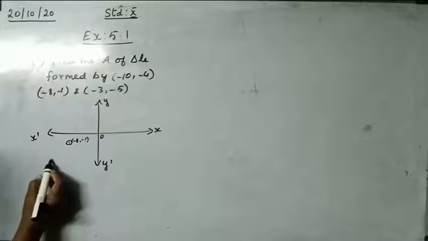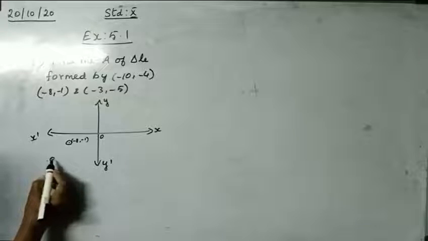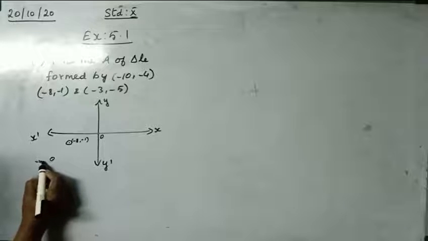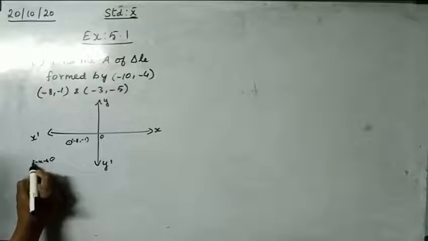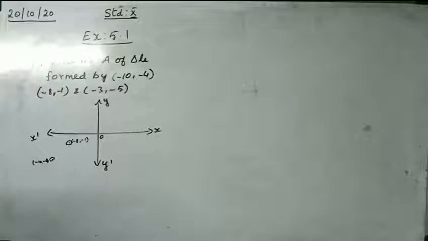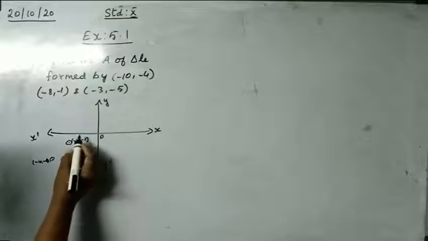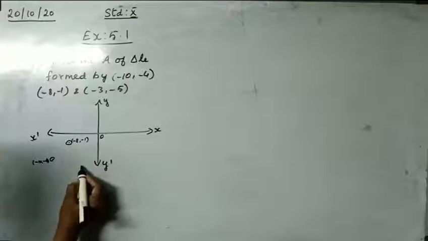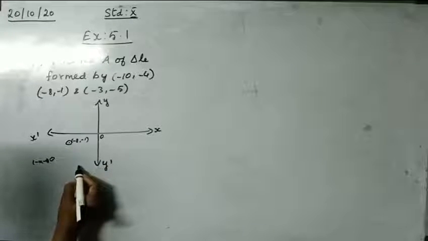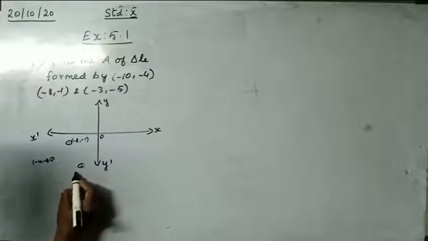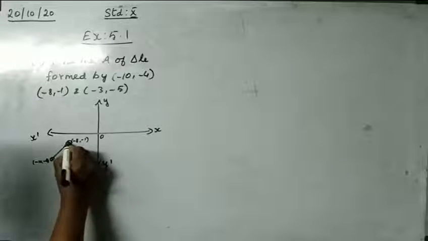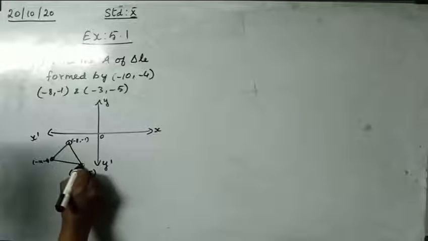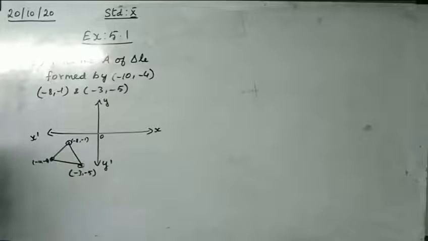So -10 and -4, let it be here. So it is (-10, -4). And the last one is (-3, -5). So -3 will be here, -5 is here. (-3, -5). Now join these three vertices and hence the triangle is formed like this.